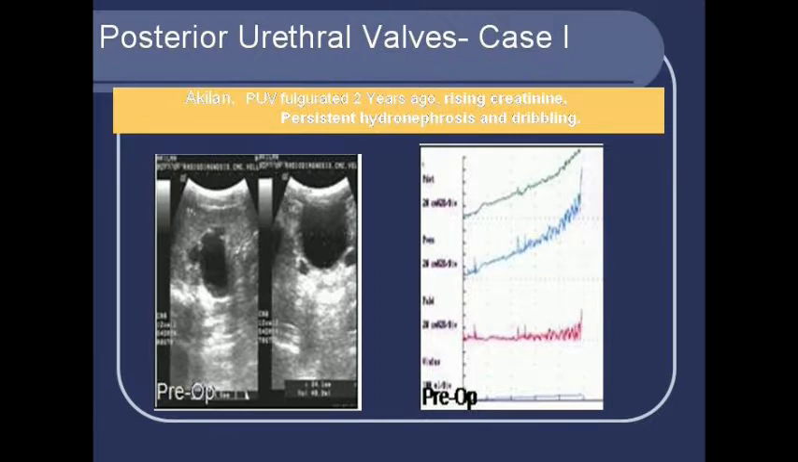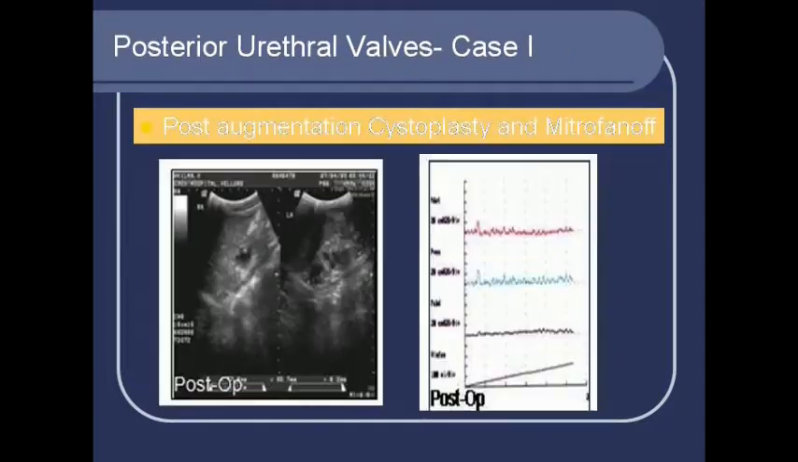And he was put on oxybutynin for 2 years. He did not respond. This graph is after oxybutynin therapy. Post-augmentation cystoplasty and a Mitrofanoff, his curve has become flat, his hydronephrosis has come down, and both kidneys show very mild hydronephrosis.